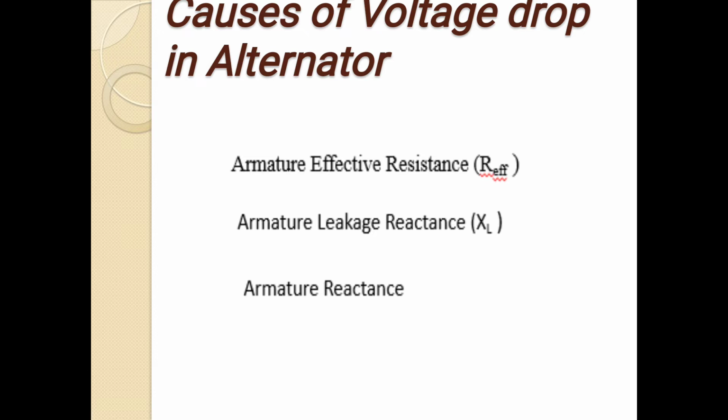The effect of armature reaction can be of three different types, depending on the load. One is unity power factor load, another is zero lagging power factor load, and the third is zero leading power factor load. The voltage drop involves the armature effective resistance RA, the armature leakage reactance XL and the armature reaction reactance.